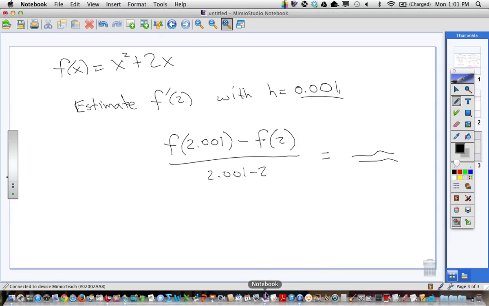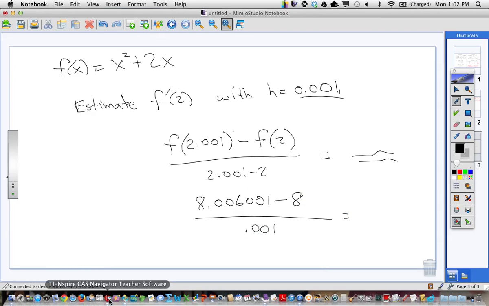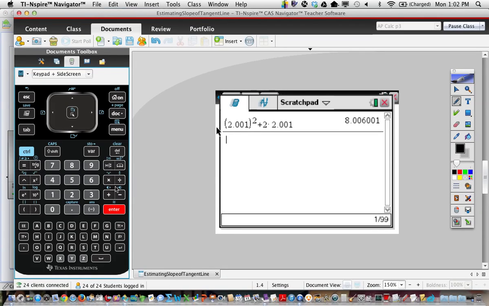Right? So you copy that down. 8.006001. Would you have to copy down that necessarily? Plug in a 2 there, you get 8. And here this would be 0.006001. Now you divide those. So back on my calculator, I'll subtract 8. Get that. I divide by 0.001.